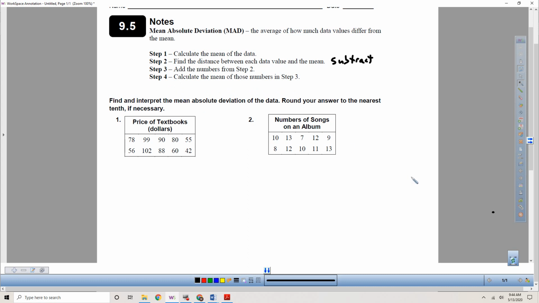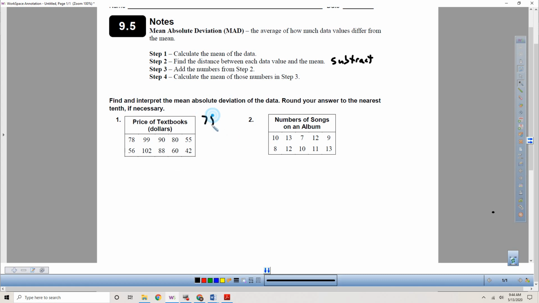Okay, and I will walk you through a couple samples, and hopefully this will make some sense. So, again, mean absolute deviation. We're trying to find out how much each number deviates from the average. So what we're going to do is, step 1, we calculate the mean, which means I have to add all of these numbers. We got 2, 4, 6, 8, 10 numbers. So I'm going to do it over here.